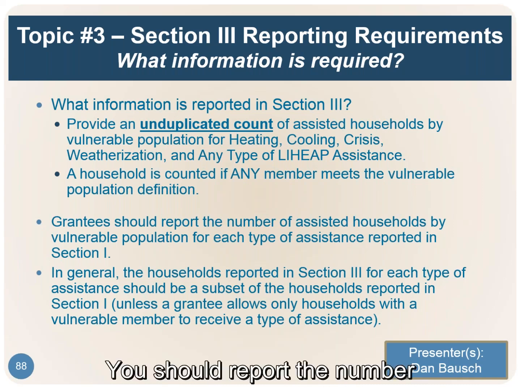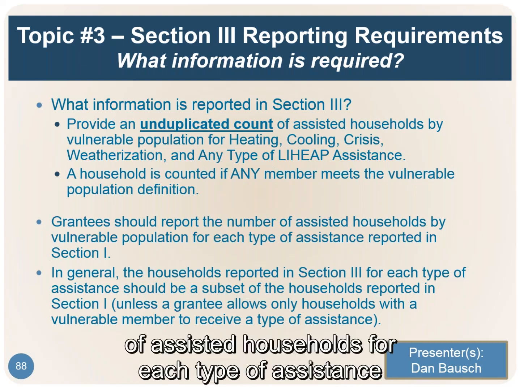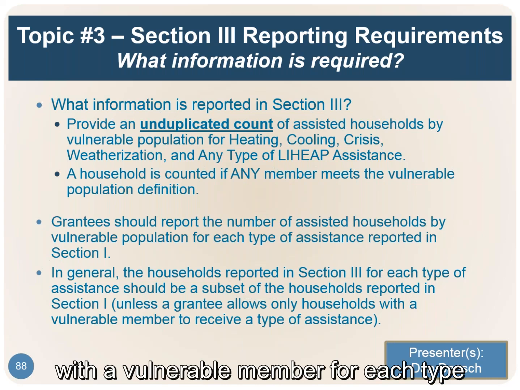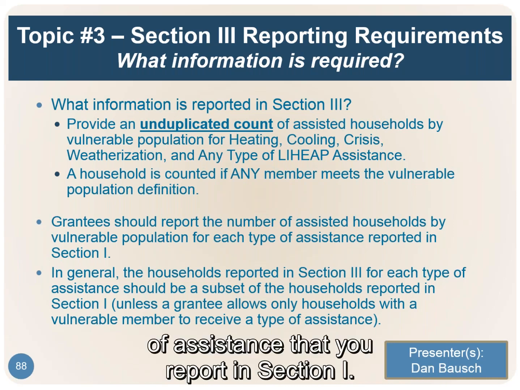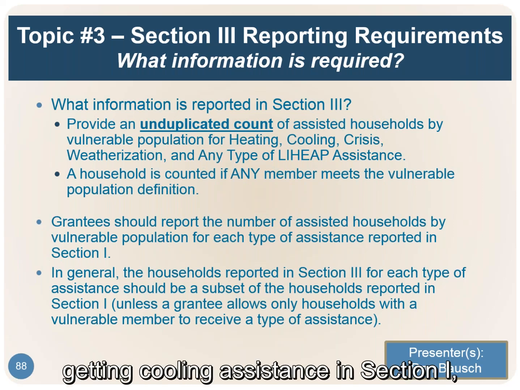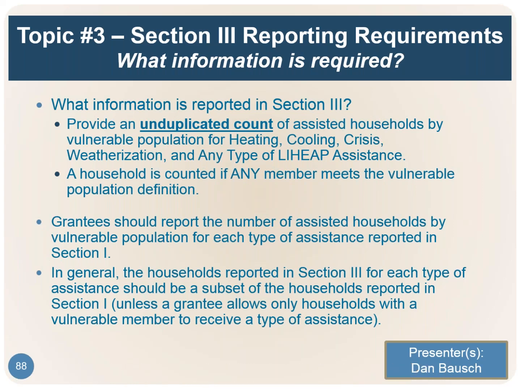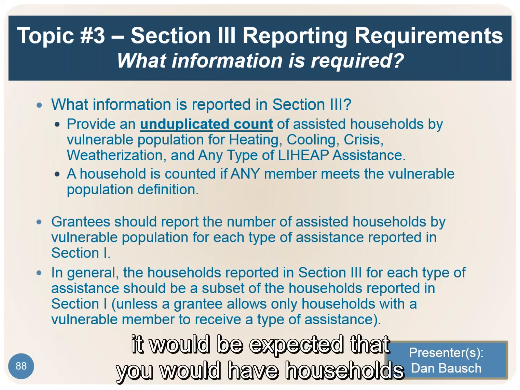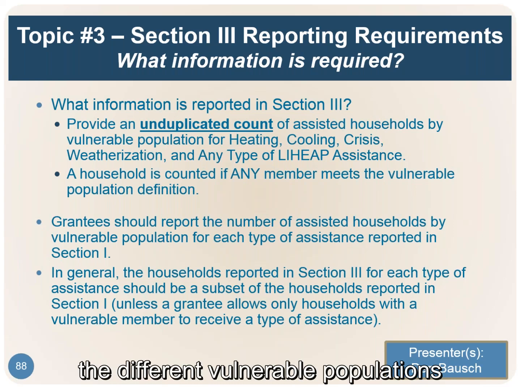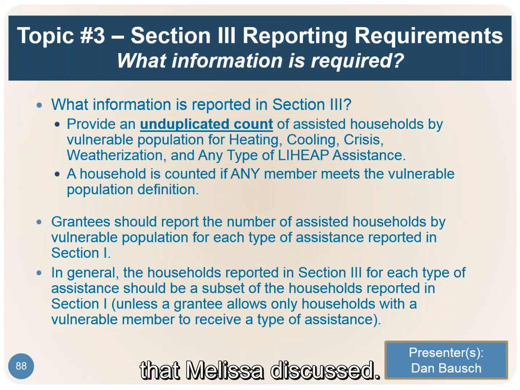You should report the number of assisted households for each type of assistance with a vulnerable member, for each type of assistance that you report in Section 1. So if you report 500 households getting cooling assistance in Section 1, it would be expected that you would have households in Section 3 for cooling assistance for the different vulnerable populations that Melissa discussed. Next slide.